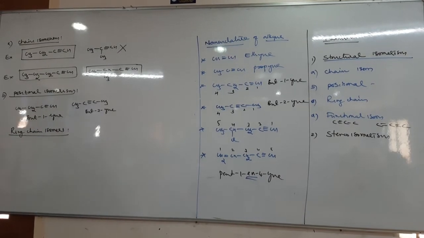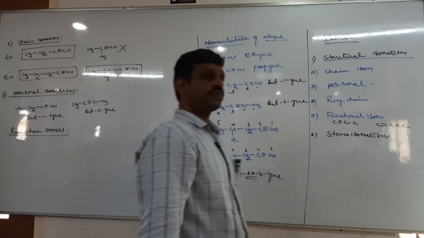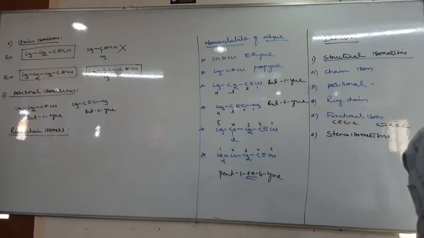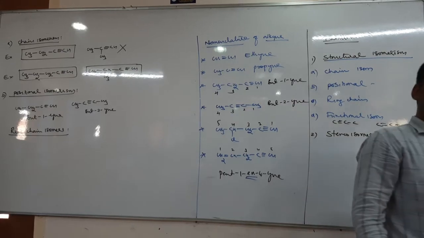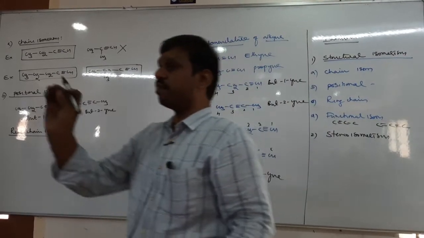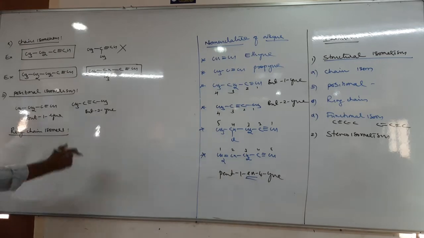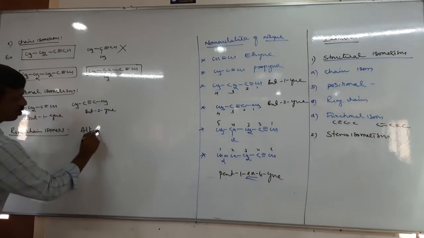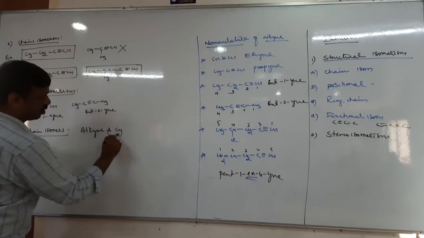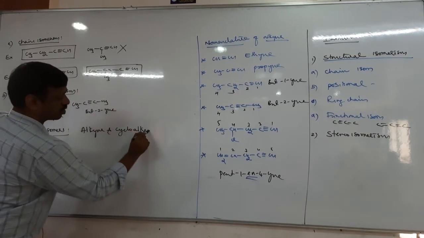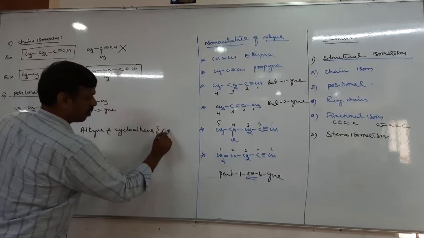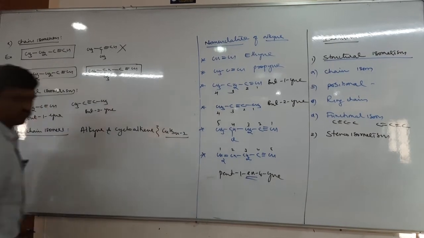Ring chain. Tell me, alkynes are ring chain isomers with what? Alkynes are ring chain isomers with cycloalkenes, because alkynes and cycloalkenes have the same molecular formula, but one is a cyclic ring and the other is an open chain. So alkynes and cycloalkenes both have the same molecular formula CnH2n-2.